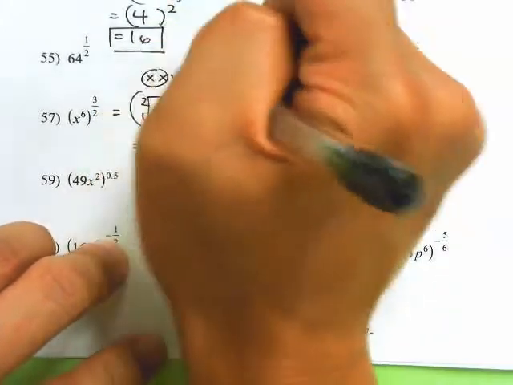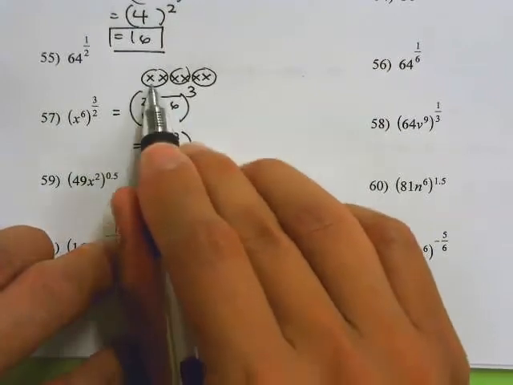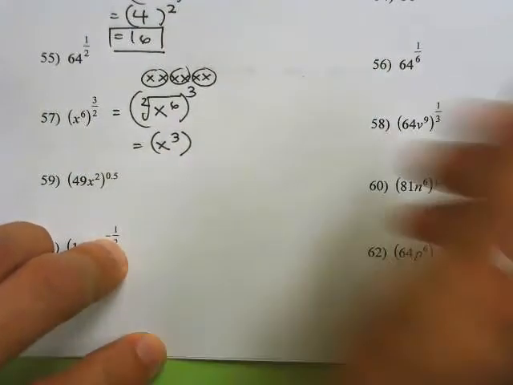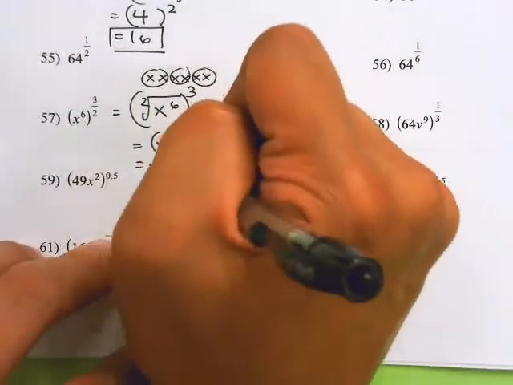So you have 1, 2, 3. And you take it out one by one. So that's the representation. 1, 2, 3. Okay. And then to the 3rd power, that's going to be x to the 9th.